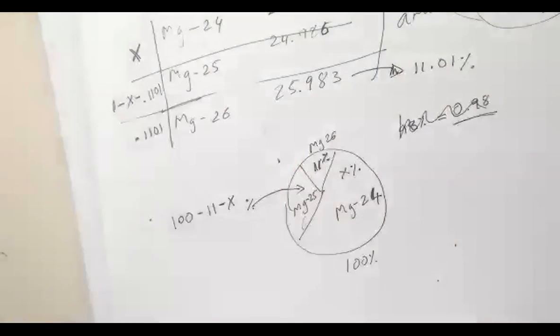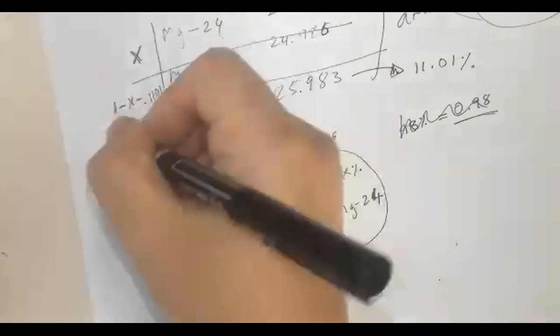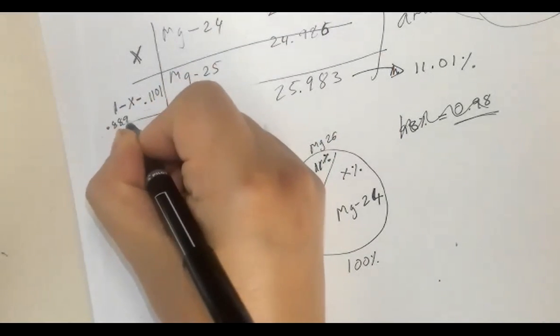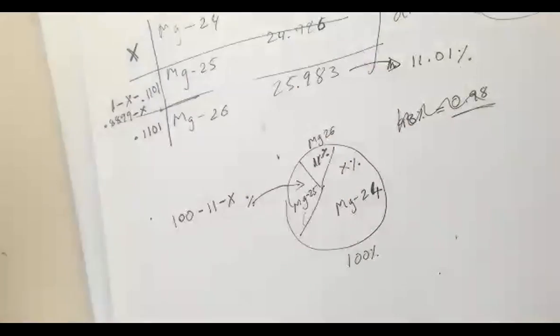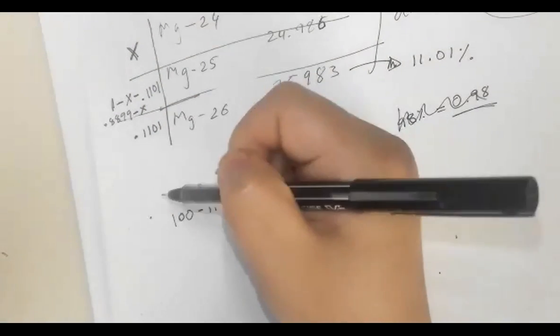You can do the math here. That way you don't have minus minus. So I'm going to do 1 minus 0.1101. That's going to be 0.8899. So that would be 0.8899 minus X. Okay, any questions about why I said that? Okay, so this is basically what's going on.